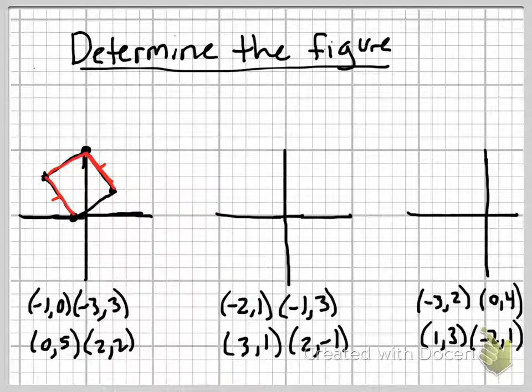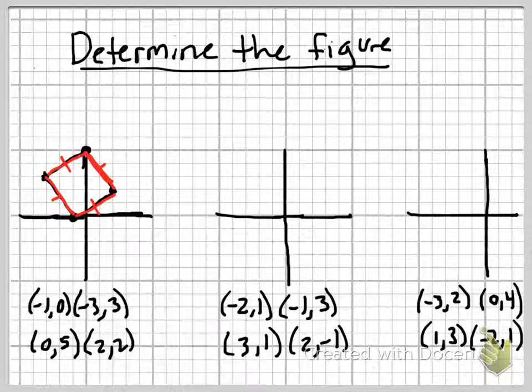This one I had to rise 2, run 3, and this one down here I had to rise 2 and run 3. So that means all 4 of these sides are exactly the same. So now I just want to go through and check, because that could be a rhombus, but for it to be a square, it's going to have right angles.